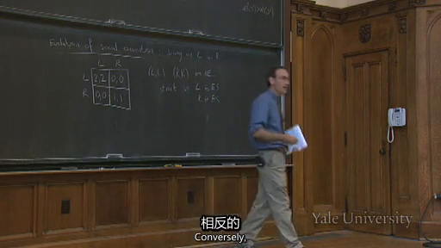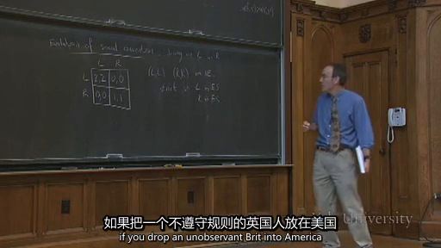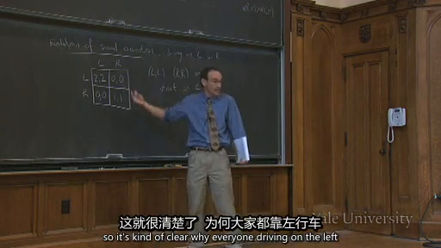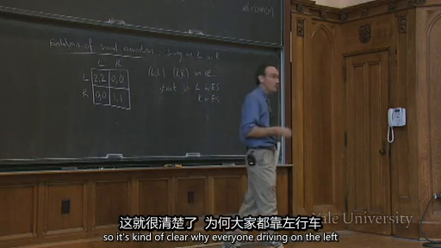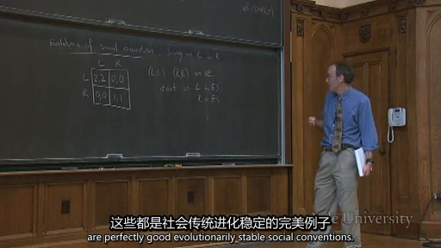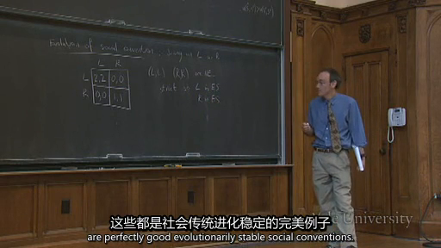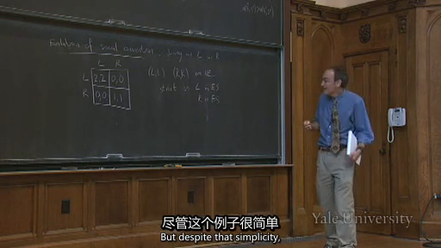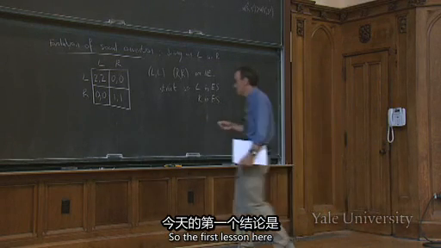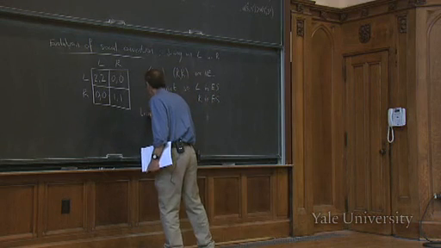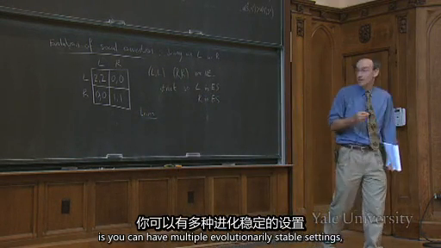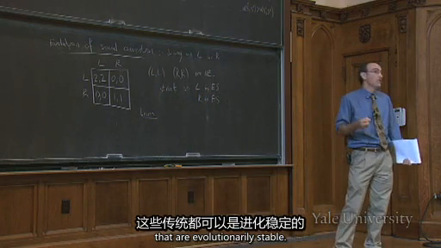And conversely, if you drop an unobservant Brit into America and they drive on the right, they're going to get squashed pretty quickly. So it's clear why everyone driving on the left or everyone driving on the right are each perfectly good, evolutionarily stable social conventions. But despite that simplicity, there's a useful lesson here. So the first lesson is you can have multiple evolutionarily stable settings. You could have multiple social conventions that are evolutionarily stable.